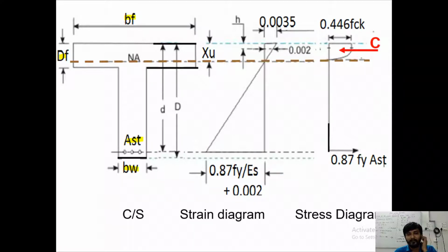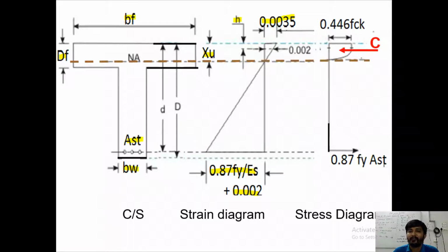Right. So this is a strain diagram first. So top compression is 0.0035. Right. At the level of steel, we have strain as 0.002, that is denoted by d distance. Up to the neutral axis distance is XU from topmost compression fiber. At bottom, we have 0.87 Fy divided by Es plus 0.002. So this is a strain diagram.